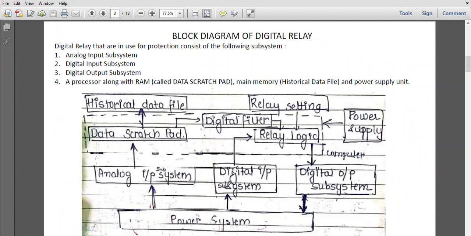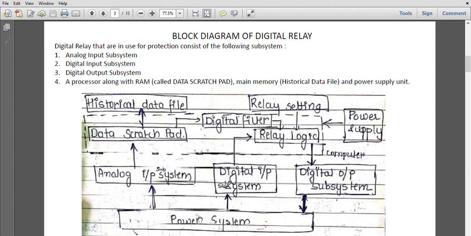Moving on to the block diagram of a digital relay. Digital relays that are used for protection consist of the following subsystems. First, the analog input subsystem, digital input subsystem, digital output subsystem, a processor with a scratch pad for data, main memory, historical data file, and power supply unit. The power supply unit provides the necessary power to the whole relay.